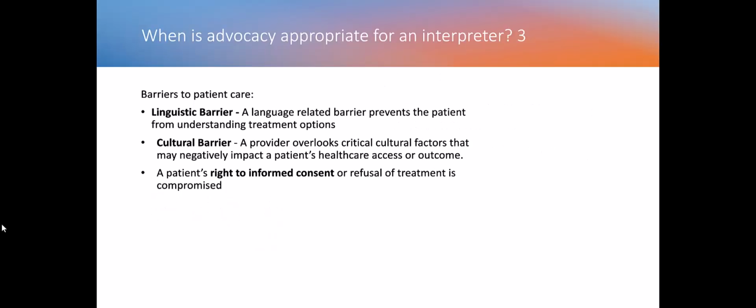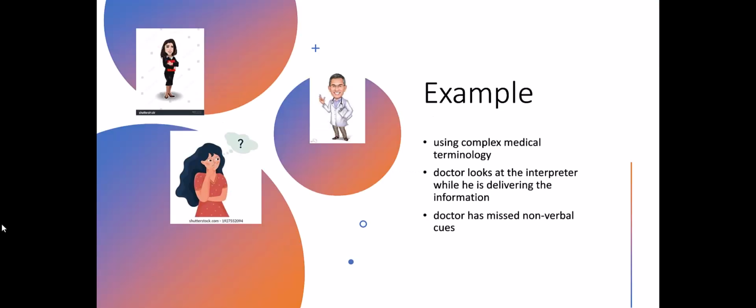Now let's take a look at some of the barriers, obstacles, situations where an interpreter could consider advocating. Let's take a look first at linguistic barriers. These are language-related barriers that can prevent the patient from understanding treatment options, for example. Cultural barriers can happen if a provider overlooks critical cultural factors that may negatively impact a patient's healthcare access or outcome. And when a patient's right to informed consent or refusal of treatment is compromised, this can be another type of barrier.